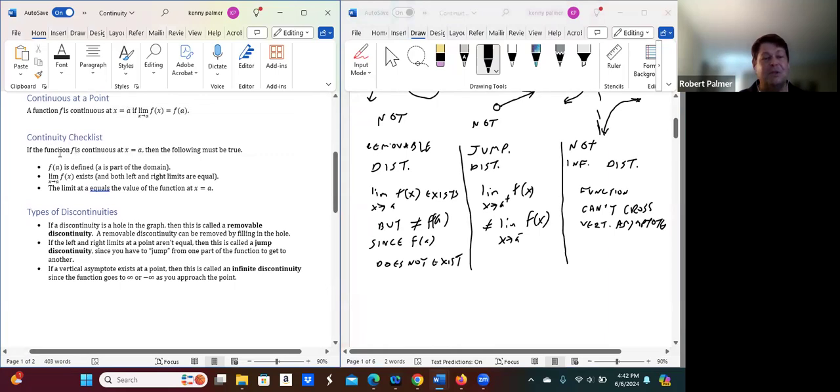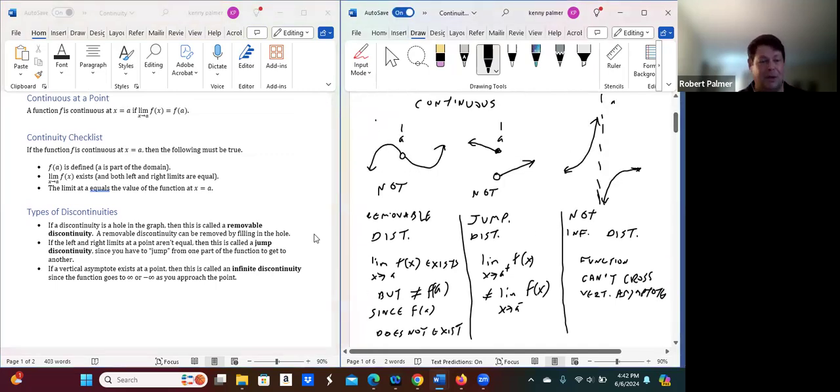So if the function f is continuous at some point x equals a, then these three following things must be true. F of a has got to be defined there. Okay, as a is part of the domain. Like in our first example here, that wasn't true. The limit of f of x exists, so both left and right limits have to agree, as they do here. And the third thing is that the limit that exists has to equal the function value at that point.